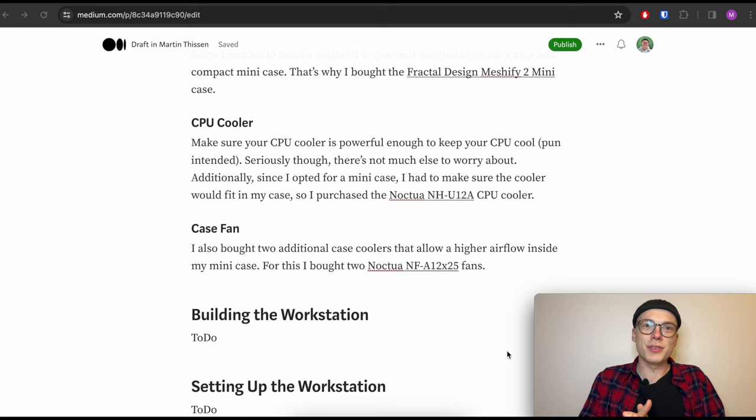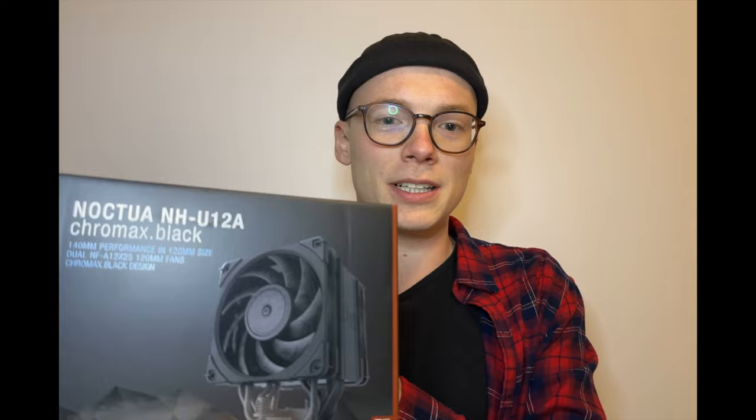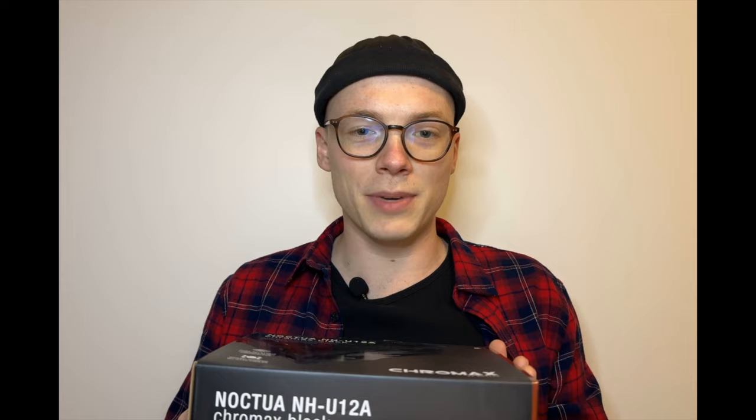For the CPU cooler, there's really not much to say. The only thing is your CPU cooler should keep your CPU cool so you don't run into any temperature issues with your CPU. And for this, I bought this Noctua NH-U12A CPU cooler, which I checked on their website is sufficient for the Intel i9 I chose. And also, since I have a mini case, I needed to make sure that this CPU cooler fits into my case.